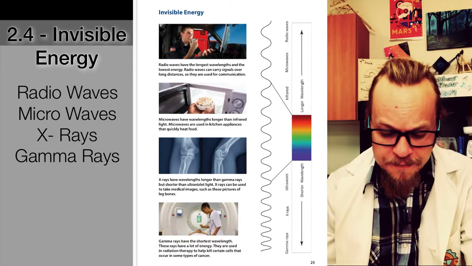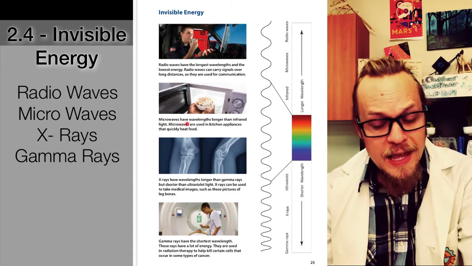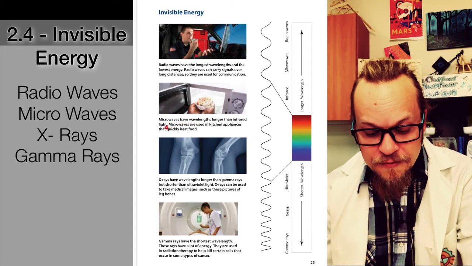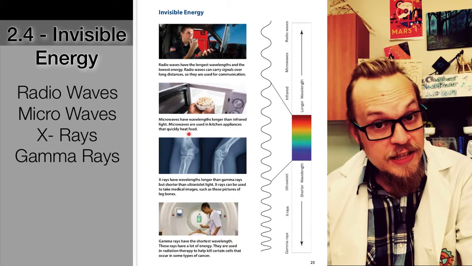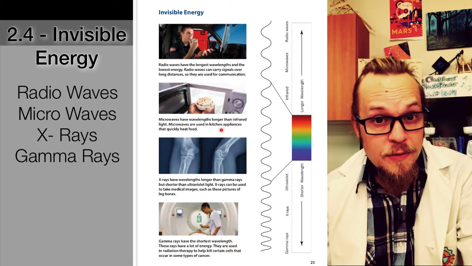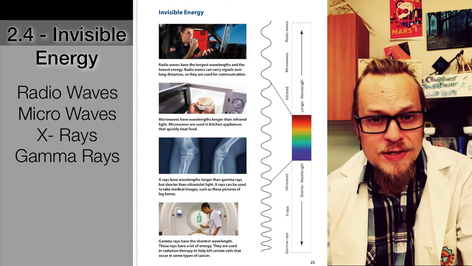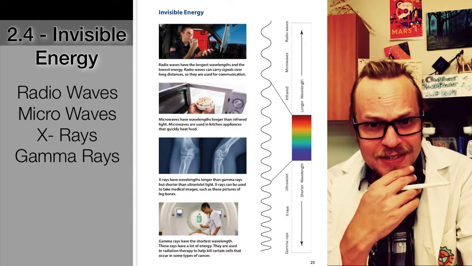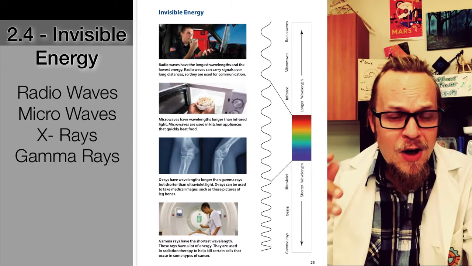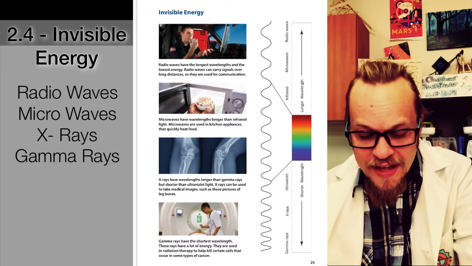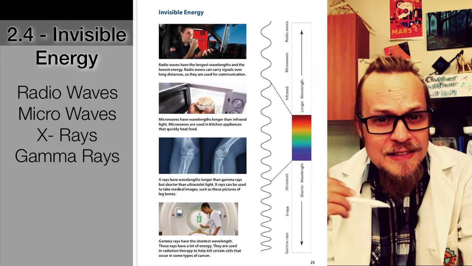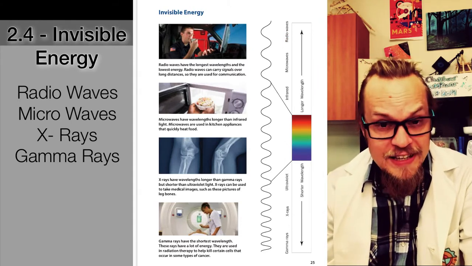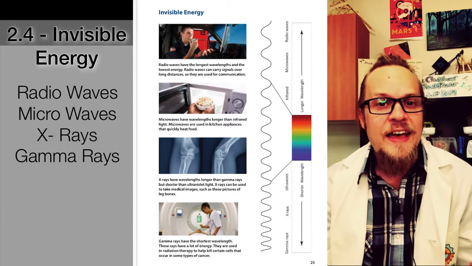Microwaves have wavelengths longer than infrared light. Microwaves are used in kitchen appliances that quickly heat food. So you have a microwave in your house, it uses invisible energy, invisible waves that are longer than infrared light, but not as long as radio waves, and it heats up the food for us to eat. That's a big change that energy is causing.